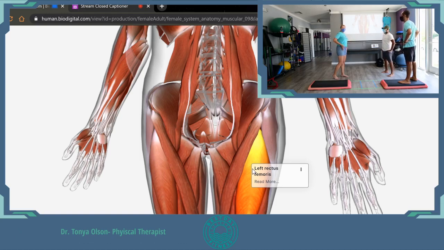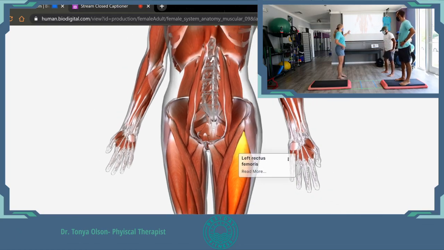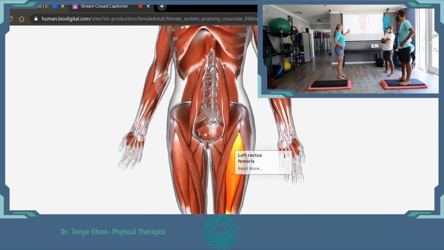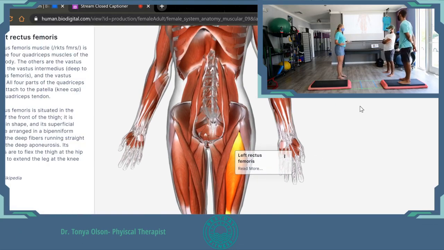If you have a tight rectus femoris, you have multiple issues that can happen. The primary hip flexor is the rectus, we'll just stay with that, but understand that there are quite a few others, but the rectus is usually the one that's the most affected and the one you can affect the most.